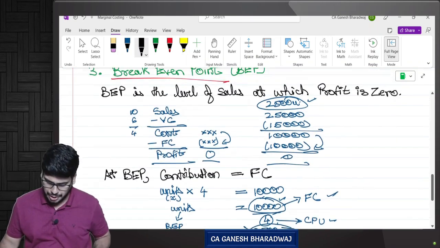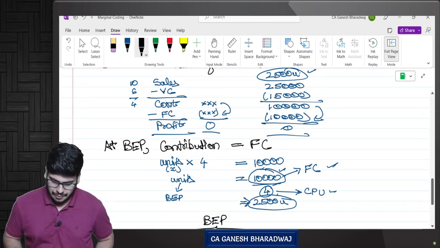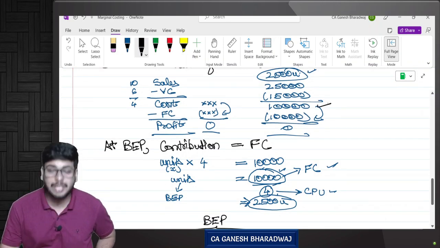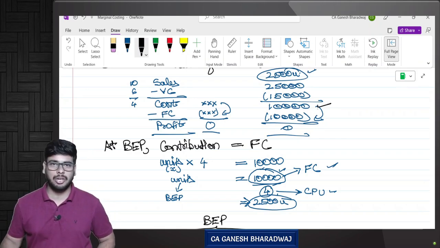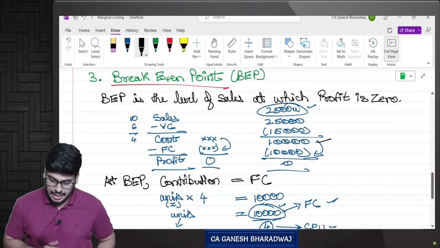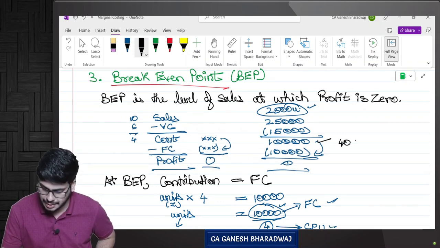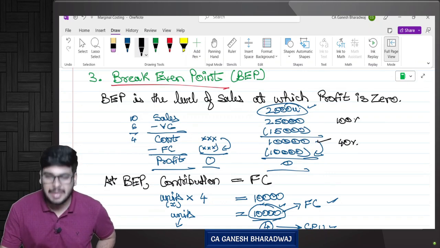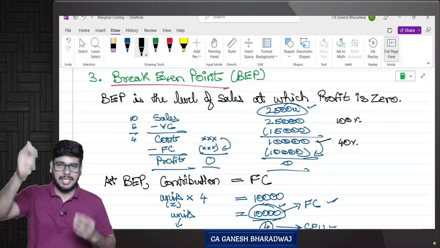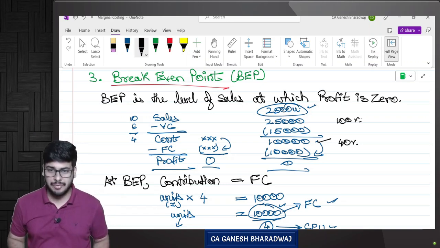Or let me just put it this way. Now, we know that we need to generate a contribution of how much? 10,000 rupees, correct or not? Yes. Now we know that the PV ratio is how much? 40%, correct? So PV ratio is 40%. PV ratio means what? Contribution upon sales. The base is only sales. The sales is going to be 100%. Obviously, we know that.